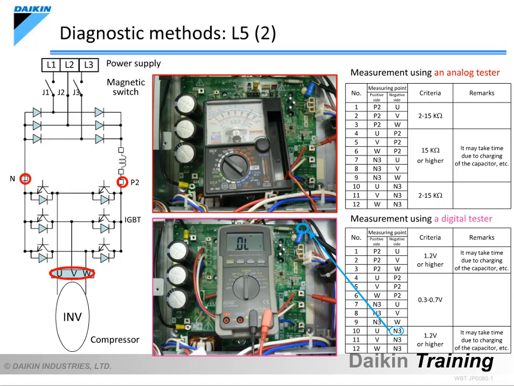Finally, while placing the negative probe on the N terminal, place the positive probe on the U, V, and W terminals to measure the voltage and determine if it is OK. If any of the measured values are outside the criteria range, there is a problem with the transistor, and the inverter PCB must be replaced.